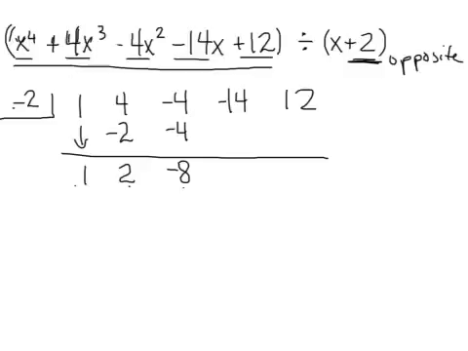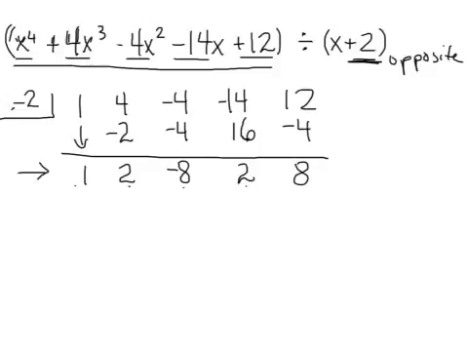Then we take our -8 times the -2 in the box, which gives us +16, and place it right here. -14 plus 16 gives us 2. So we take our 2 and multiply it by the -2 in the box. That gives us -4. 12 plus -4 gives us 8. So this line of numbers is actually our coefficients to the quotient.